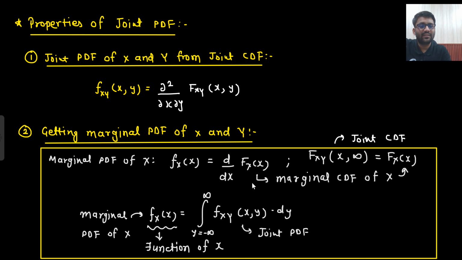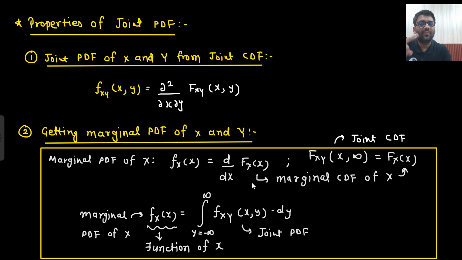How would you get the marginal PDF of random variable x and the marginal PDF of random variable y? So how will you get fX(x), fY(y)? If my joint CDF is given, in place of y, I will put infinity. Because in place of y, if I put infinity, I get my marginal CDF of x. And if I differentiate my marginal CDF of x, I will get my marginal PDF of x.